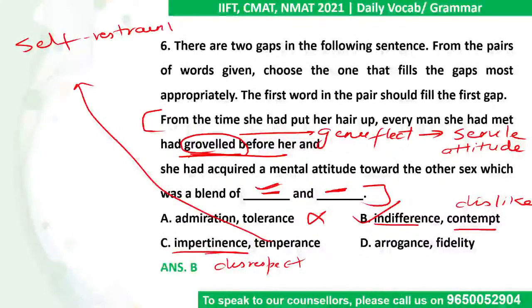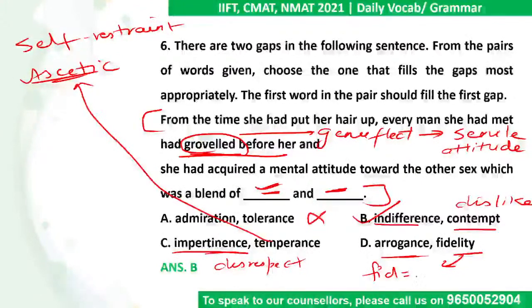Okay, its close synonym is ascetic. Arrogance means arrogance. Fidelity means trust. The root word in fidelity is fid, F-I-D, and fid means trust. So when we say confidence, con means with, fid means trust. So I'm speaking with confidence means I'm speaking with a lot of trust in myself. That is the meaning of confidence. Okay, very well. Next question.